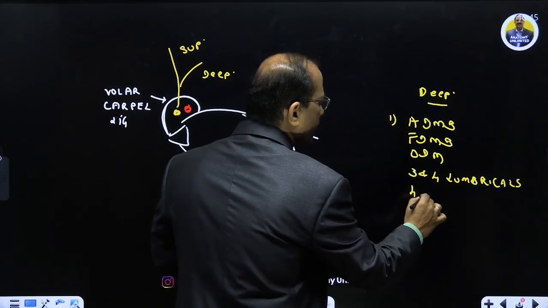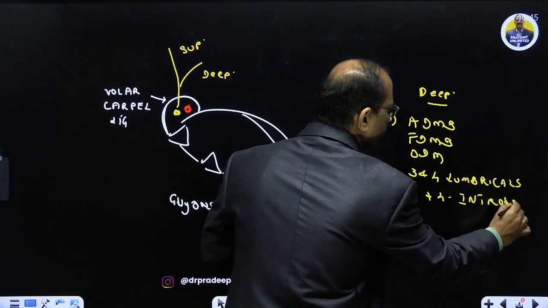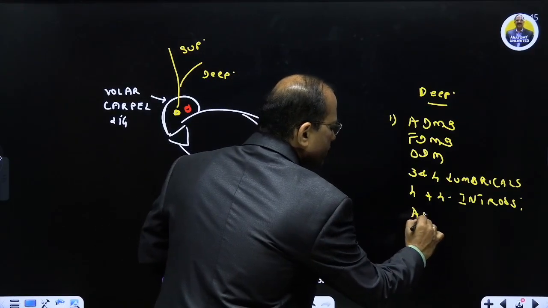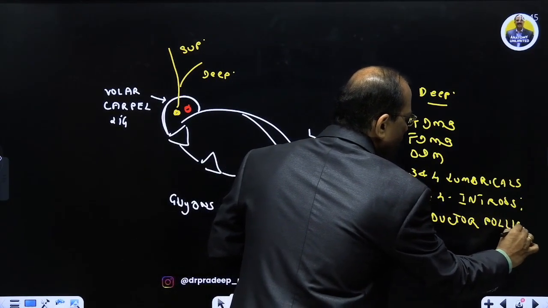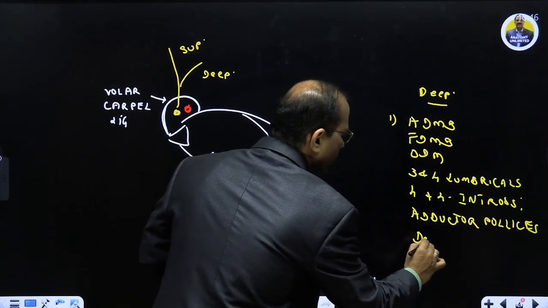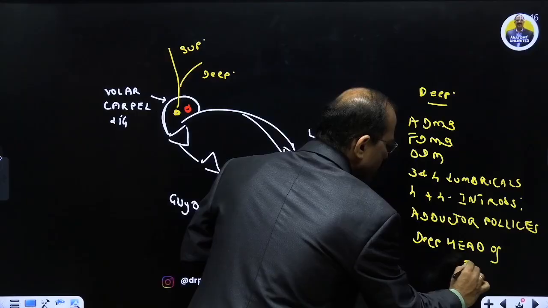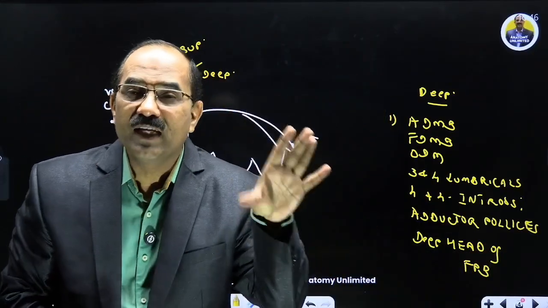4 plus 4 interossei. I am writing it directly. 4 dorsal and 4 palmar interossei, adductor pollicis and the deep head of flexor pollicis brevis. So ulnar nerve supplies 15 muscles in the hand.